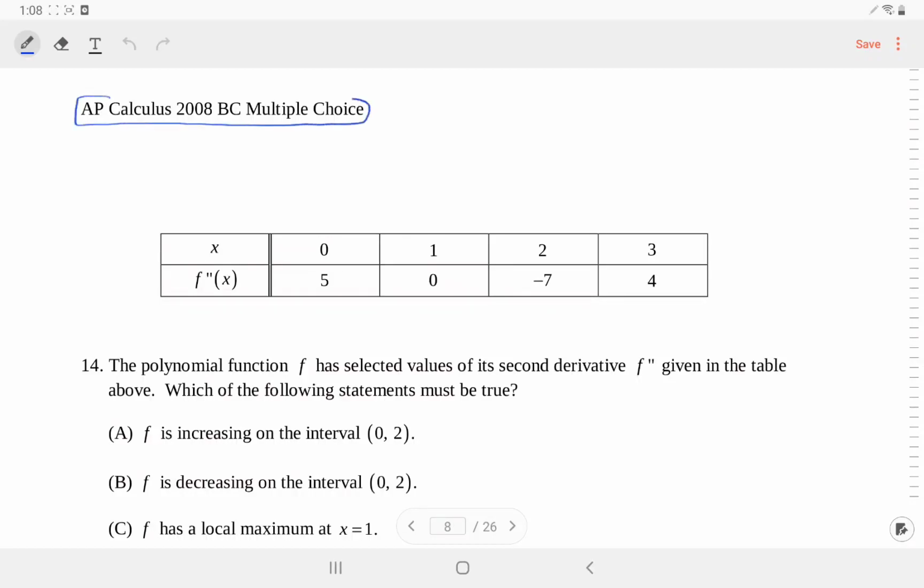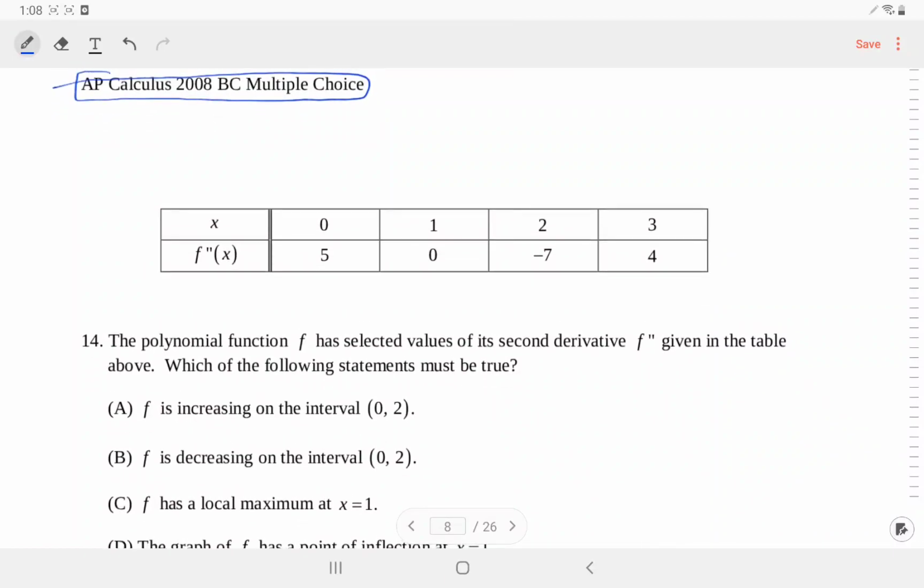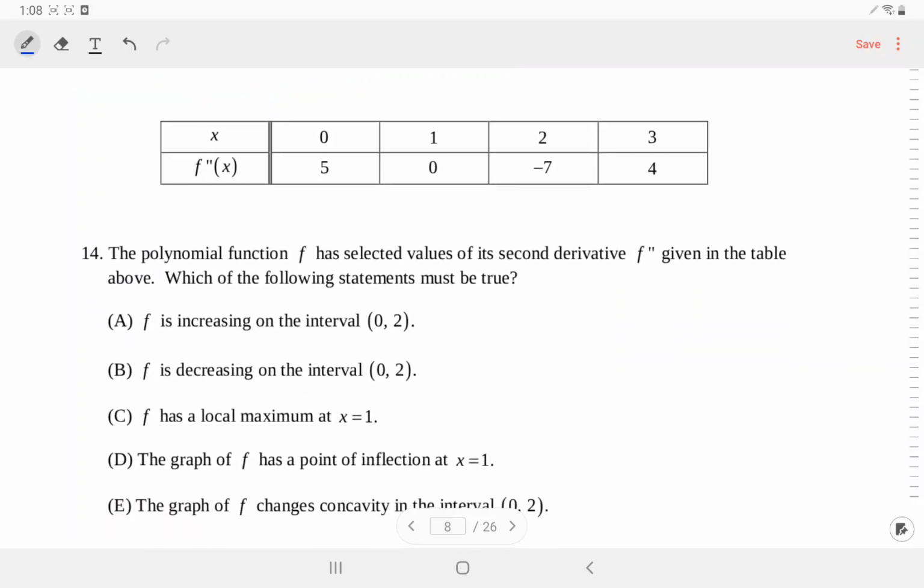Okay, we're still working on BC Multiple Choice 2008. It's 1 o'clock, so I'm going to try to stop at 1:30.